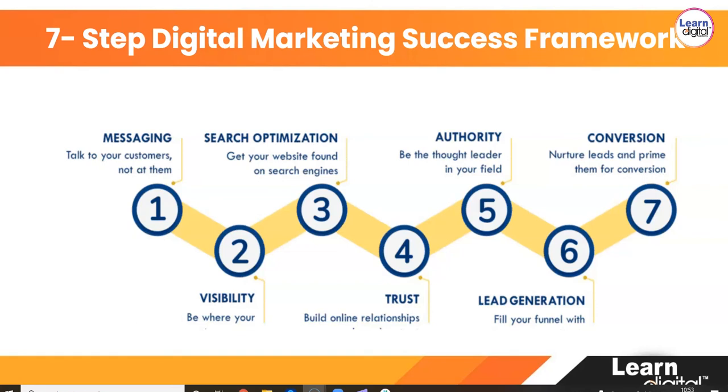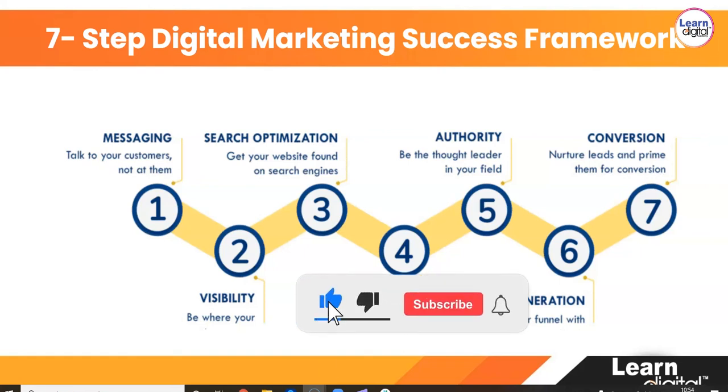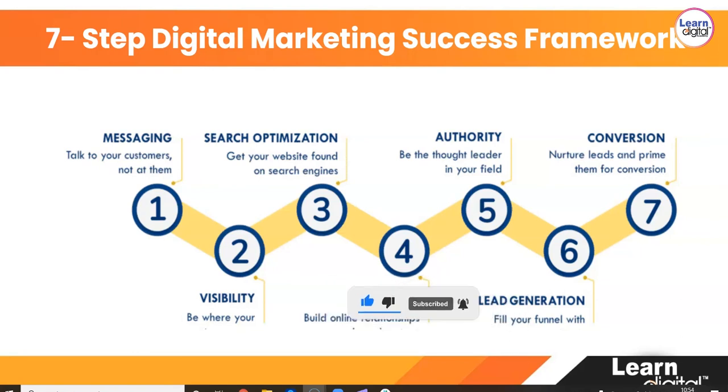Lead generation. You have to focus on campaigns where you will get a good number of leads as part of the digital marketing success framework. Now, if your pipeline is completely filled with data, you can talk to those customers and convert that set of customers into sales. Lastly, conversion. Nurture leads and prime them for conversion. So ultimately, these seven digital marketing success framework steps will tell you how to set a digital marketing strategy for a long-run business.